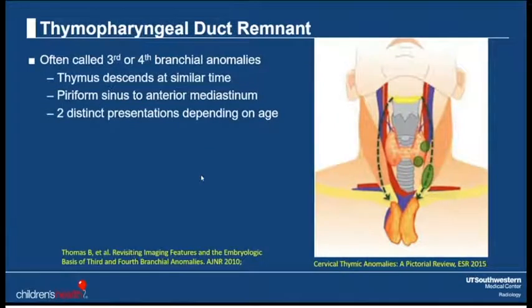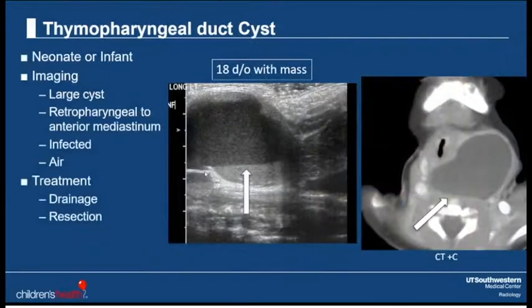Now, thymopharyngeal duct remnants can also occur within this region. The thymus descends at a similar time as the thyroid gland, and these are often called third or fourth branchial anomalies. It extends from the piriform sinus inferiorly, begins retropharyngeal, and then extends anteriorly as one extends inferiorly within the neck. There are two distinct presentations depending on age.